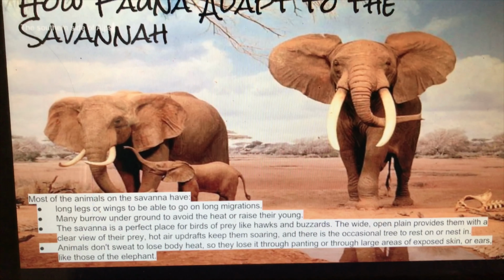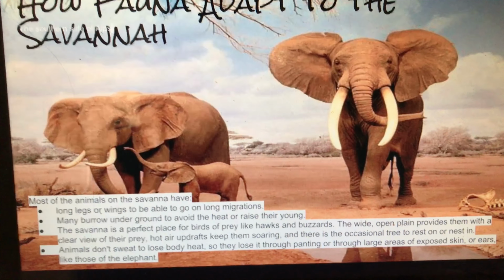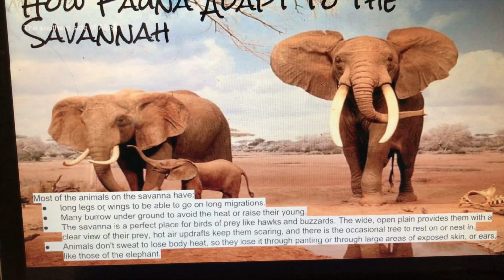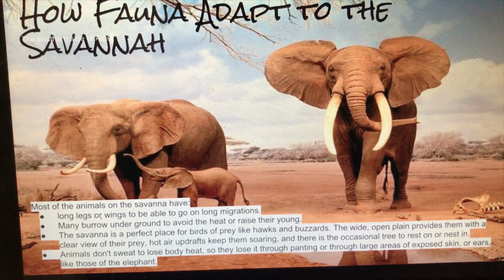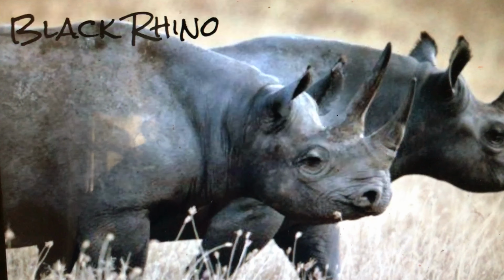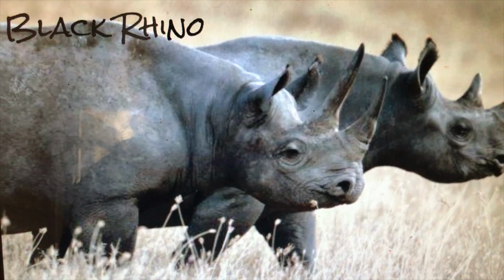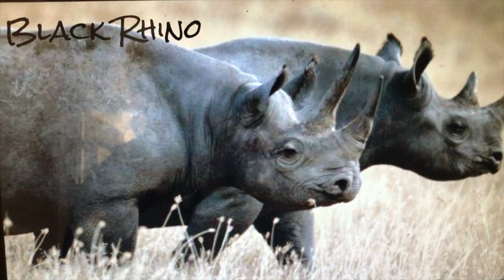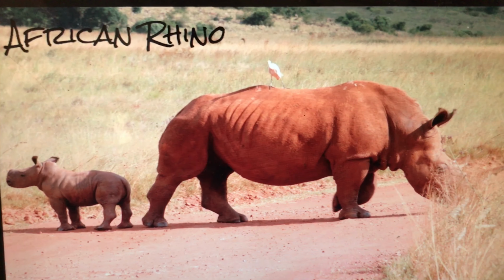Animals don't sweat to lose body heat, so they lose it through panting. We've seen hyenas do that. Or through large areas of exposed skin or ears, like those of the elephant. Check out some more animals of the savanna. We got the black rhino. Beautiful. I hope not endangered. Oh, God. Are they on the list? I hope not. African rhino.